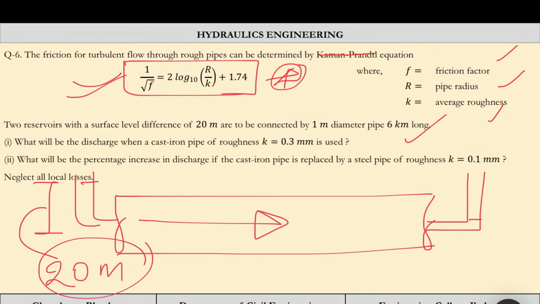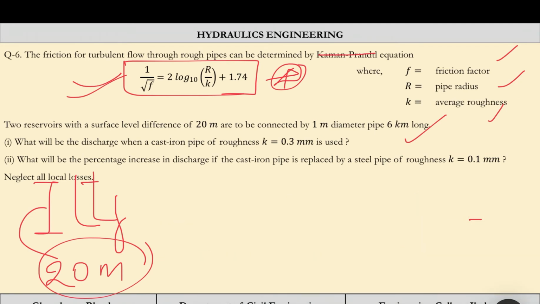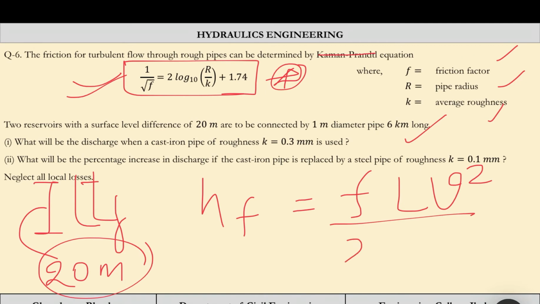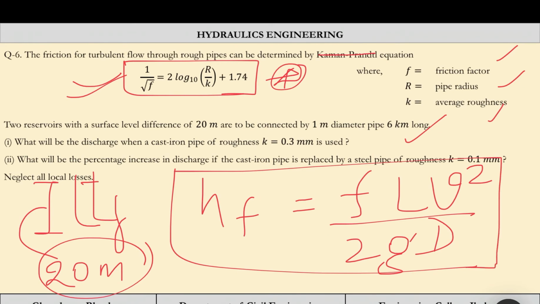That means total loss of head is 20 meter, and the loss can be converted into, hf is what? f L V square upon 2 g D. So this is the Darcy-Weisbach equation for head loss. So in this equation we have 20 meter as hf, L is given, g we know 9.81, diameter is given, velocity we have to find for the discharge. So velocity we have to find, and f we have to calculate. So f we will calculate from here.